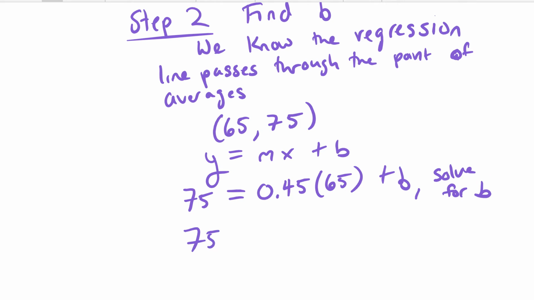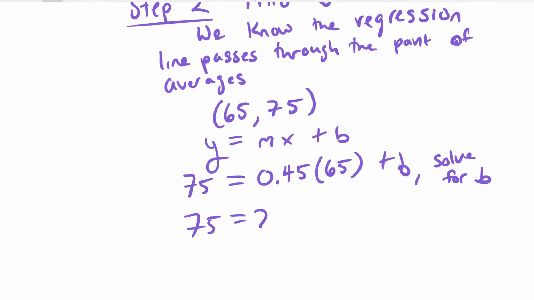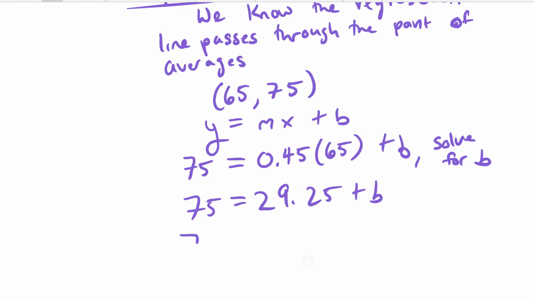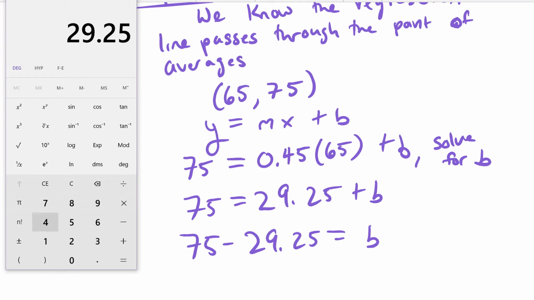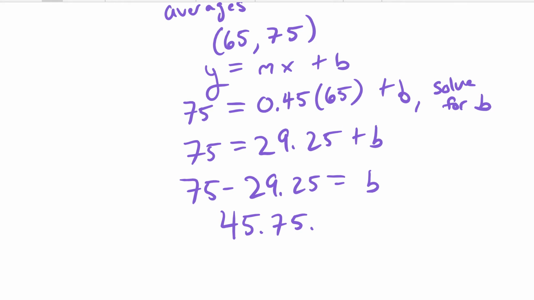So we have 75 equals 0.45 times 65. That's 29.25 plus b is equal to 75. So 75 minus 29.25 equals b. 75 minus 29.25 equals 45.75. So that tells us b is equal to 45.75.